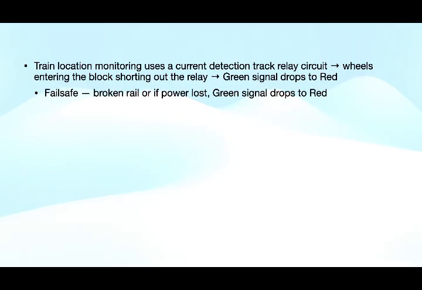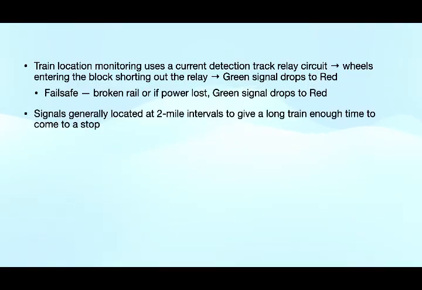The train's location is monitored using current detection track relay circuits. The wheels entering the block short out the relay. Green signal drops to red. Fail-safe mechanism in this system: a broken rail or if power is lost, the green signal drops to red. Signals are generally located at 2-mile intervals to give a long train enough time to come to a stop.